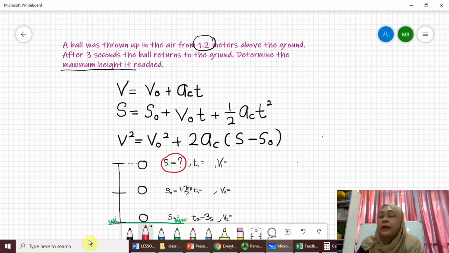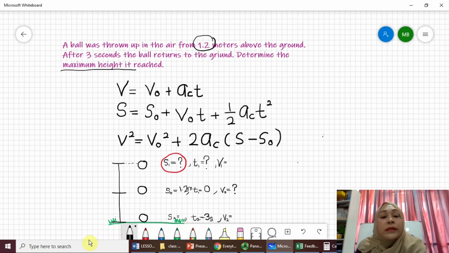So what other information do we have to solve this problem? Since this is the initial position, S0 is the initial position of the ball, then T1 will equal 0. But do we know the time at the maximum height? No, we do not know. What other information? Do we know the initial velocity V0? No, we do not know.